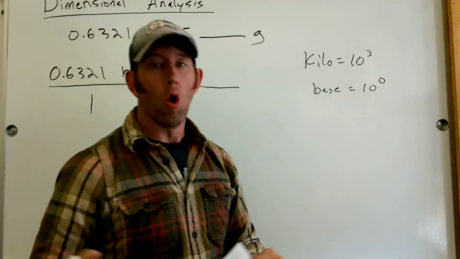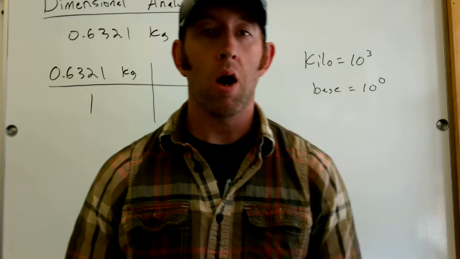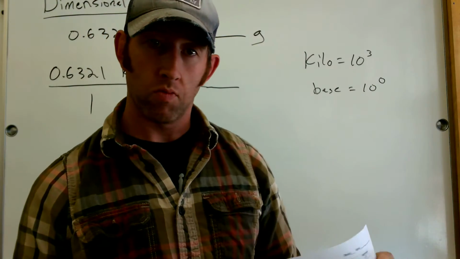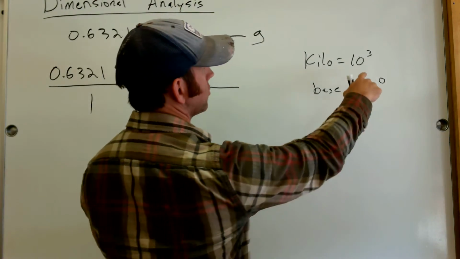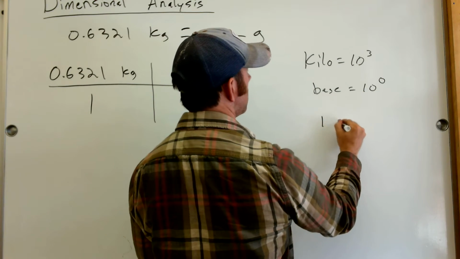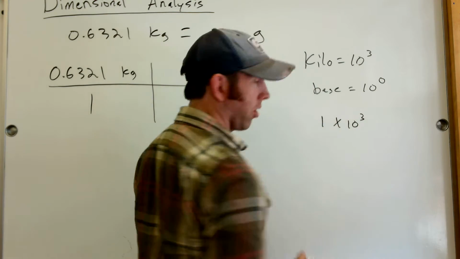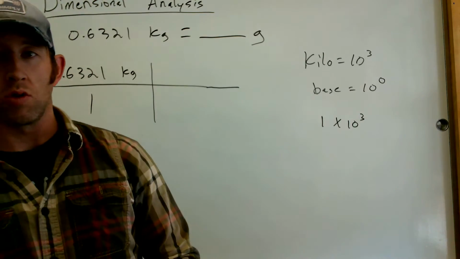All right. So remember, what we do here is we take our difference in magnitude, right? So my difference in magnitude in this case between 10 to the 3 and 10 to the 0 would be 1 times 10 to the third power. That's my difference in magnitude, right?